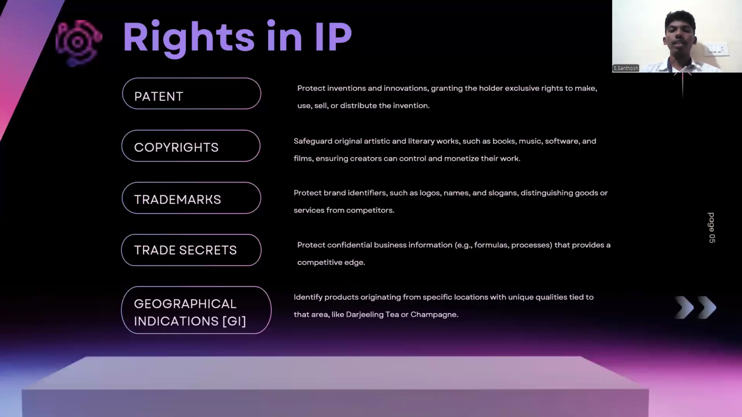So now looking at rights in IP. Rights in IP are basically divided into five types: patents, copyrights, trademarks, trade secrets, and GI, that is geographical indications. So we'll look at what each one means. So patent. Patent protects innovations and inventions, granting the holder exclusive rights to make, use, sell, or distribute the invention. Copyrights. It safeguards original artistic and literary works such as books, music, software, movies, or audio files, ensuring that the creators can control and monetize their work.